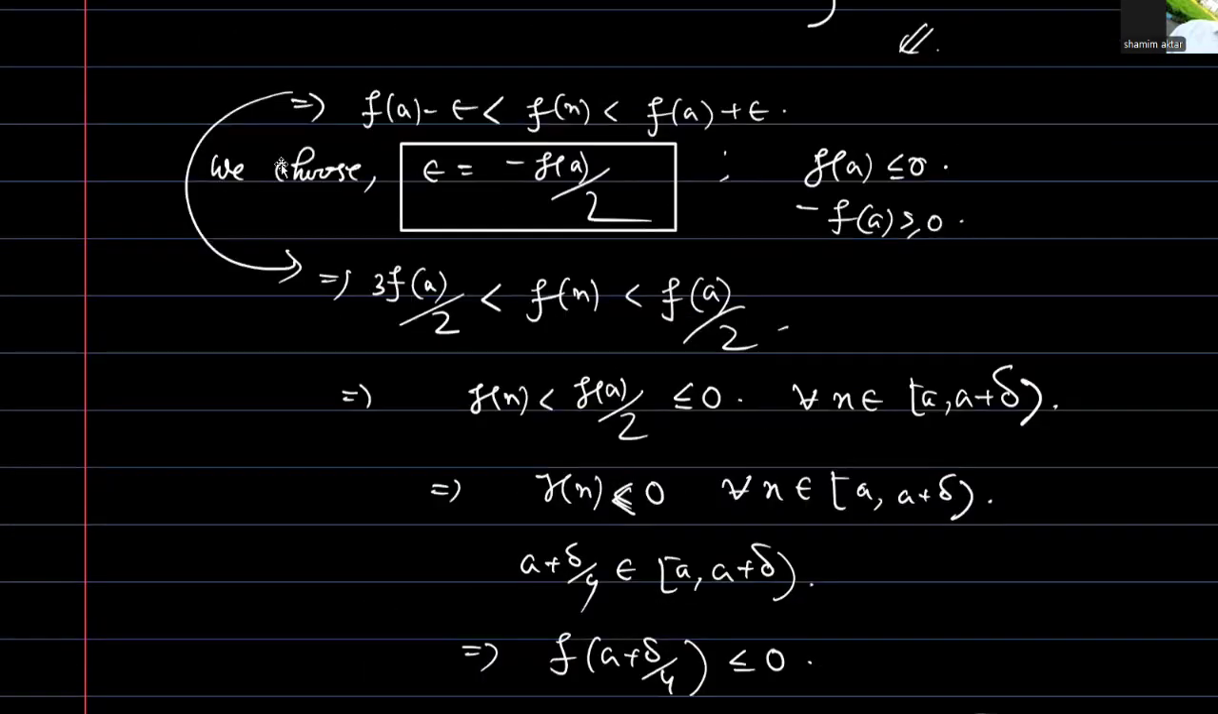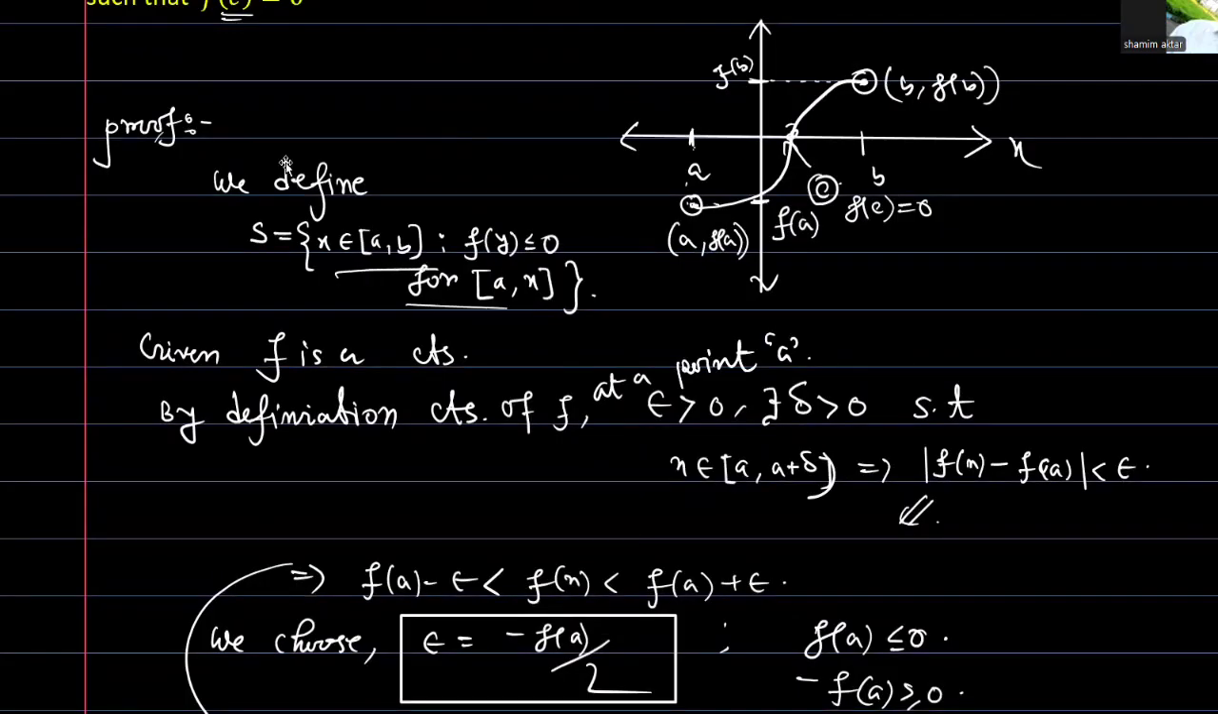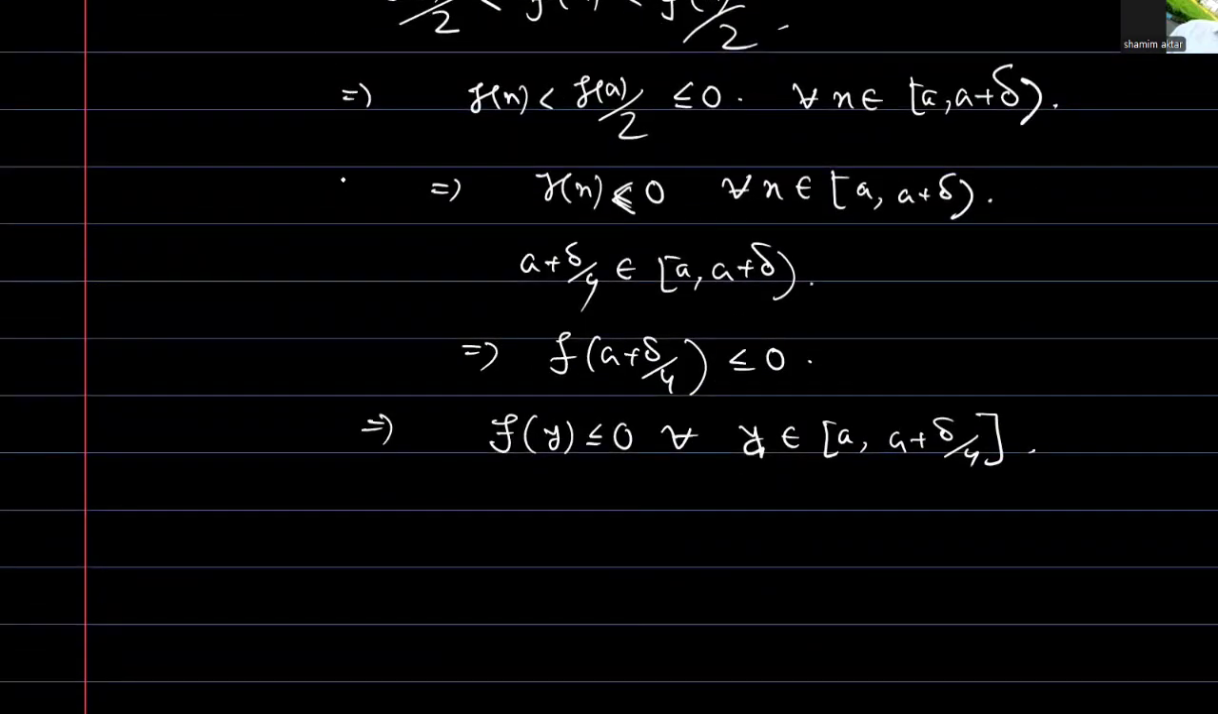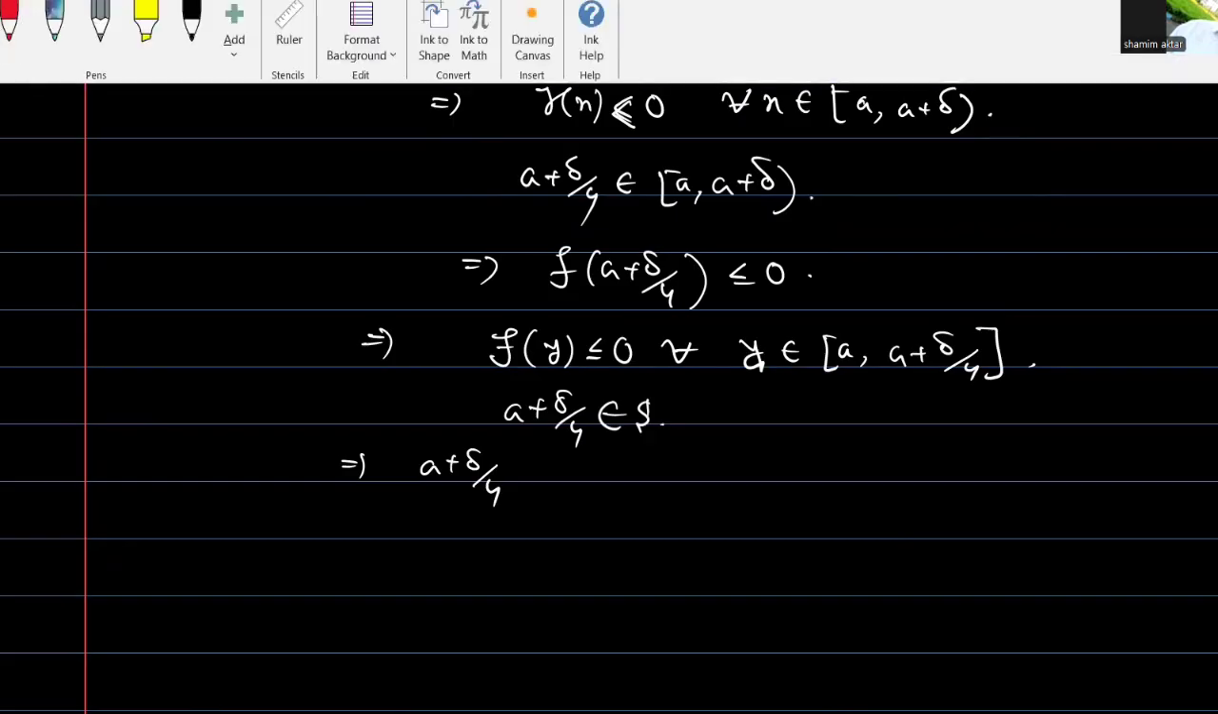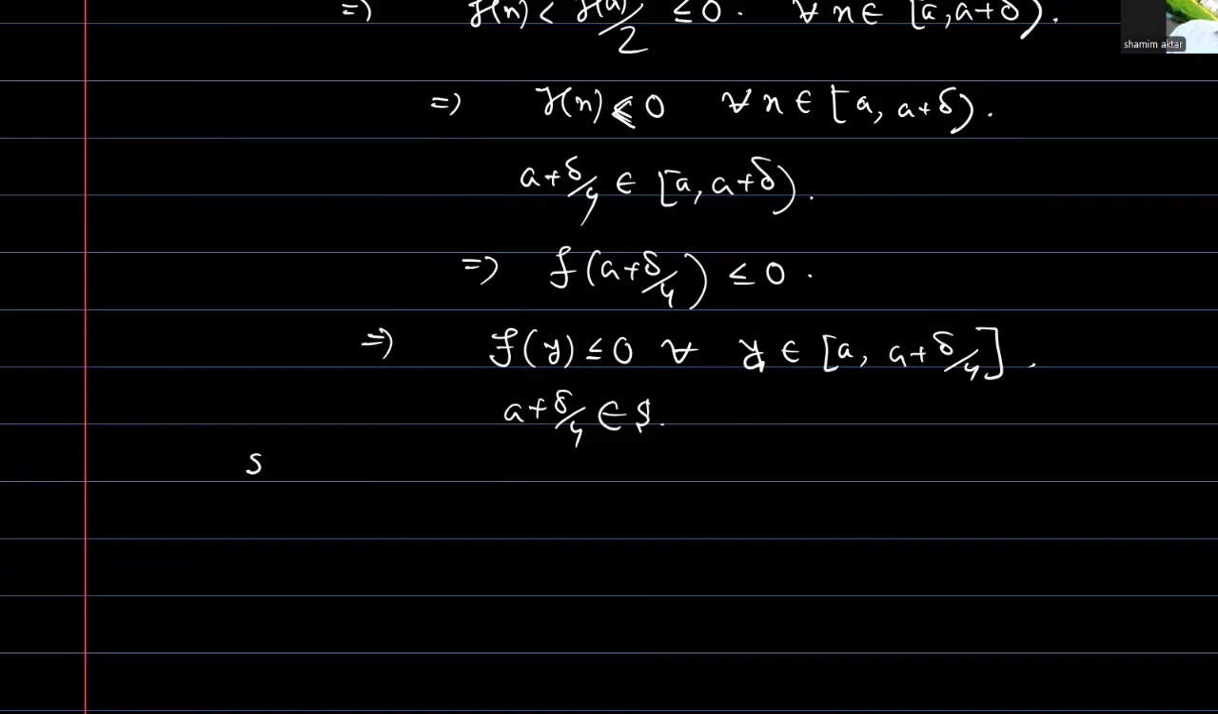We defined S as the set of all points x such that this condition holds. So here the point a + delta/4 belongs to S. Also, this set is a subset of [a, b]. This closed interval is bounded, which implies S is bounded.